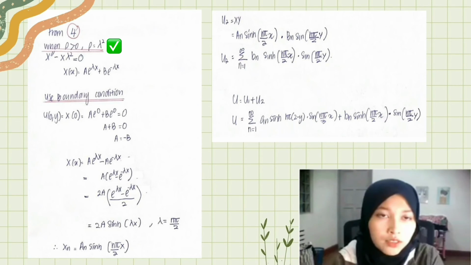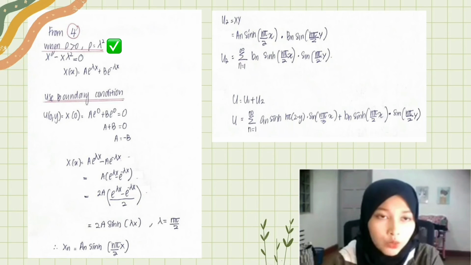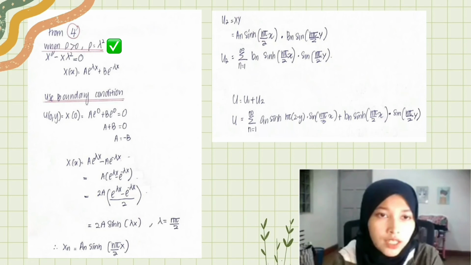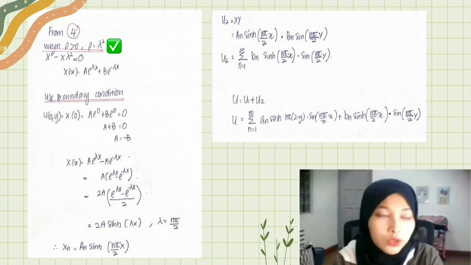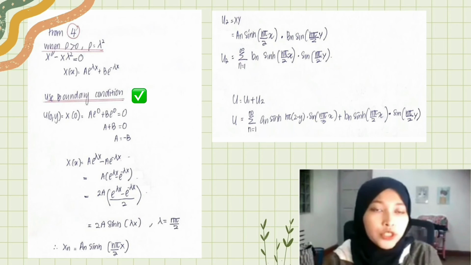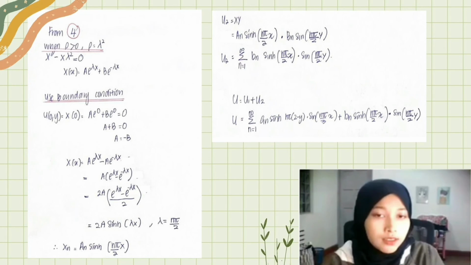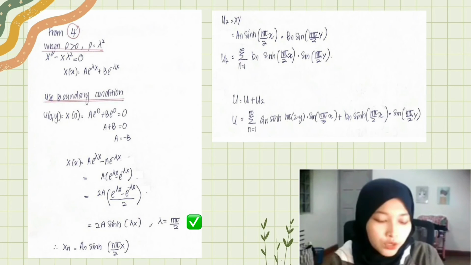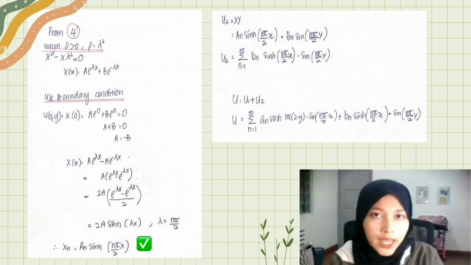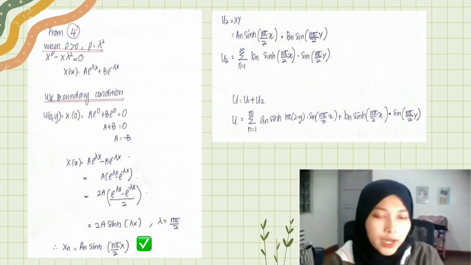When p is greater than 0 and p is equal to lambda squared, x double prime minus lambda squared x equals 0, and we will obtain the x equation, which is a e^(lambda x) plus b e^(negative lambda x). And we use the boundary condition of case u2. We solve for the x equation, and since lambda is equal to n pi over 2, we will obtain x, which is a_n sine(n pi x over 2).